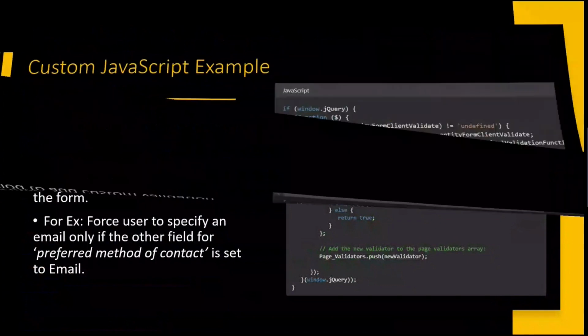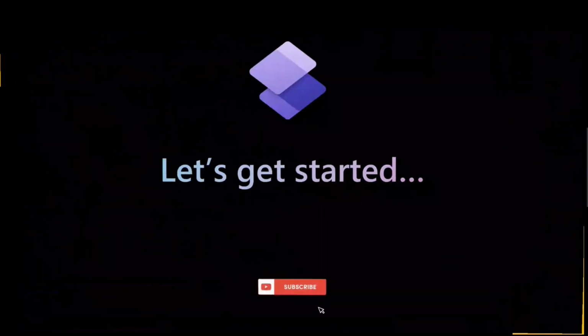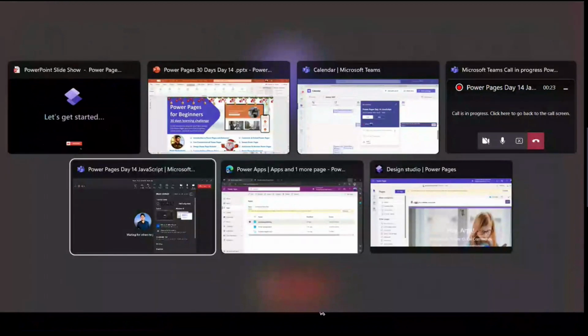The third example is your custom JavaScript example for general validation. In the practical implementation, we're going to have a look at how to apply a custom JavaScript on the next or the submit button, so that you can ensure that unless a particular condition is met, you will not allow the data to be submitted to the Dataverse.